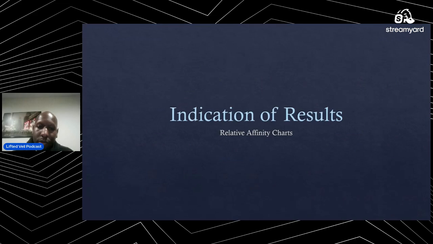Indications of results, relative affinity charts. Again, this is AI derived. These numbers, I'm not saying that these are something that was included verbatim in the report, but these numbers are derived from the report by AI. So I'm not trying to say that these are the words of these two geneticists exactly, but it demonstrates what they were conveying in terms of affinity relationships. So here we go.